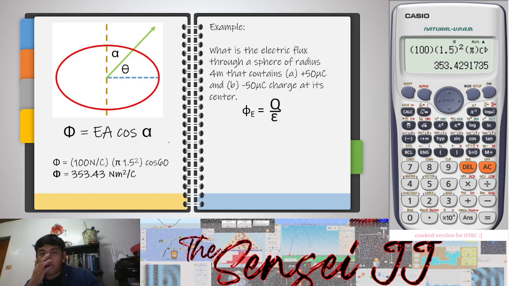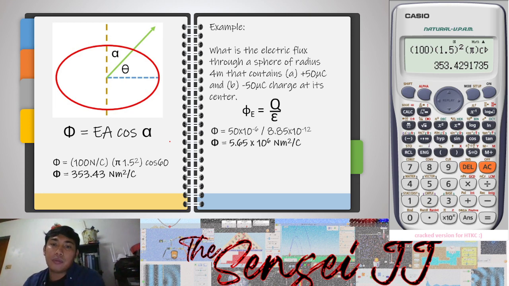we have an example of the electric flux through a sphere of radius 4 meter that contains A, positive 50 microcoulomb, and B, negative 50 microcoulomb as its charge, as its center. Okay, so we have here 50 times 10 raised to negative 6. That is our charge. And all over 8.85 times 10 raised to negative 12. So here is our constant, 8.85 times 10 raised to negative 12. We have here our value of our first charge, which is the A, 50 microcoulomb.